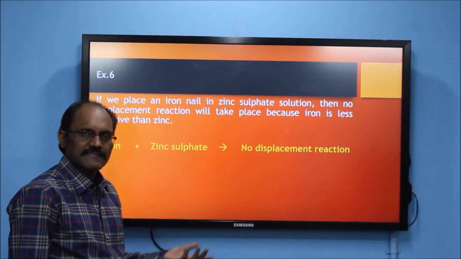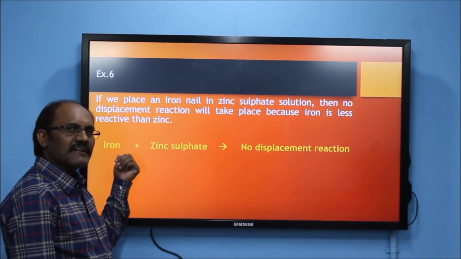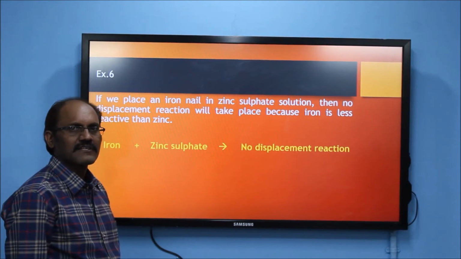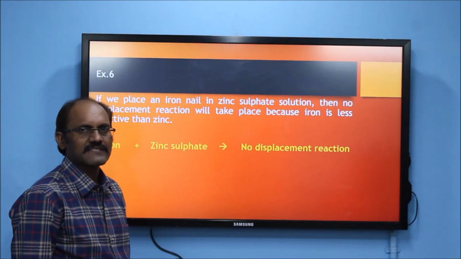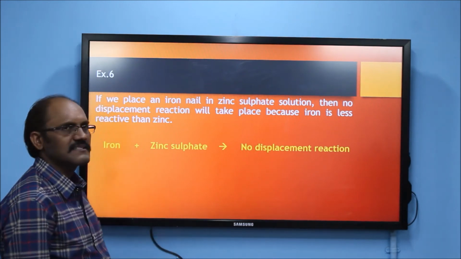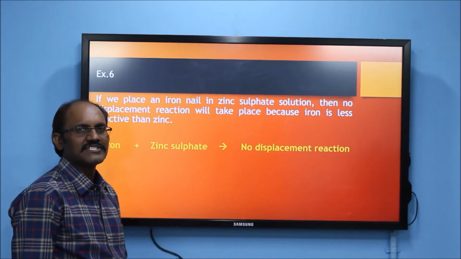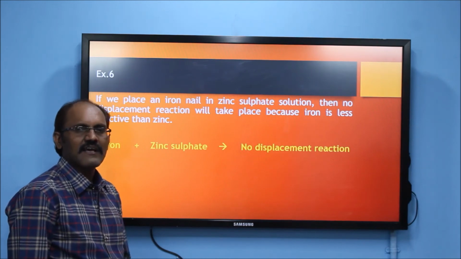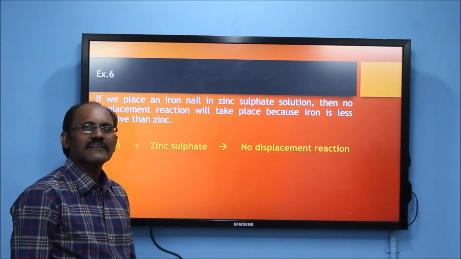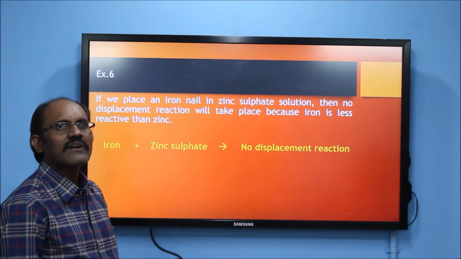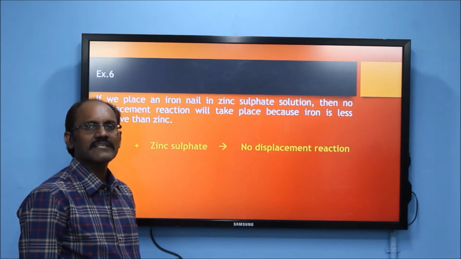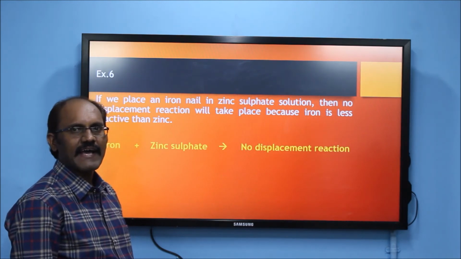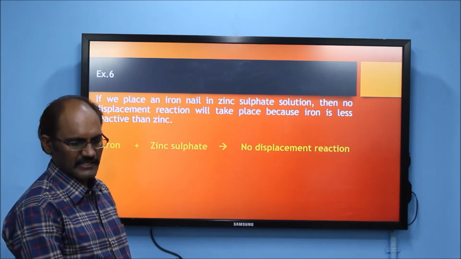If we take another example, if we add iron nails to zinc sulfate solution, then no displacement reaction takes place because iron is a less reactive metal than zinc. So from these activities, we can conclude that zinc is a more reactive metal than iron and copper, iron is more reactive than copper, and copper is a less reactive metal than iron and zinc.